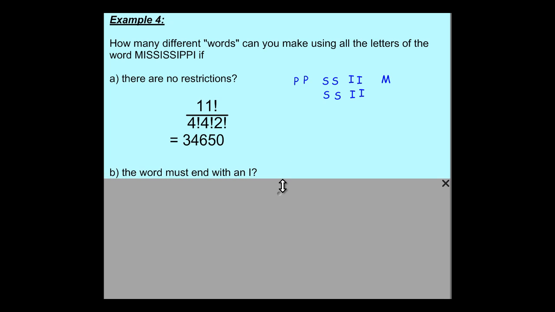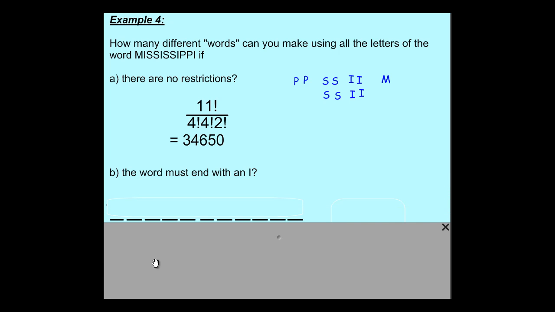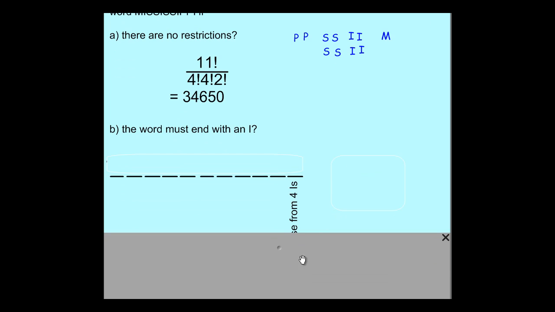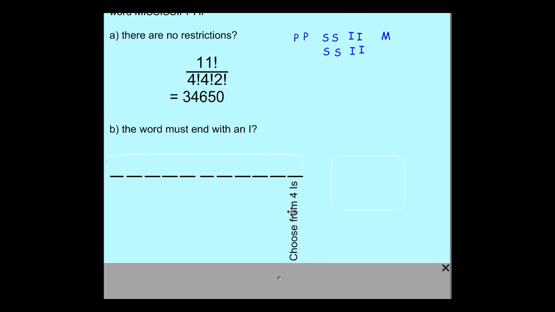For part B now, using the word Mississippi, what if the word has to end with an I? What do you think we have to do for that? Well, again, we need our stages, and there are 11 of them because there's 11 letters in Mississippi, so we'll get these 11 choices. Now, there is a restriction. It has to end with an I. Well, there's 4 I's. So on the last letter, we'll get our 4 choices. Okay, we can choose from the 4 I's. So here we will get 4.